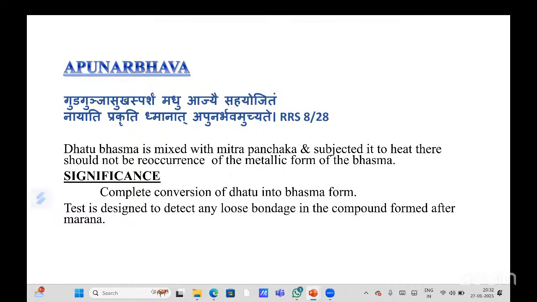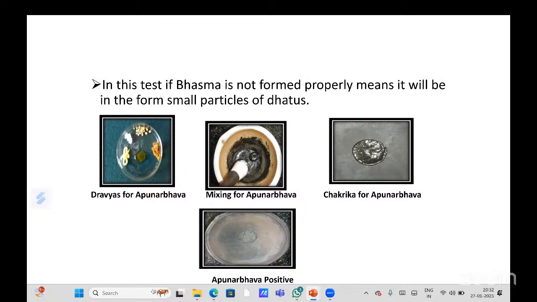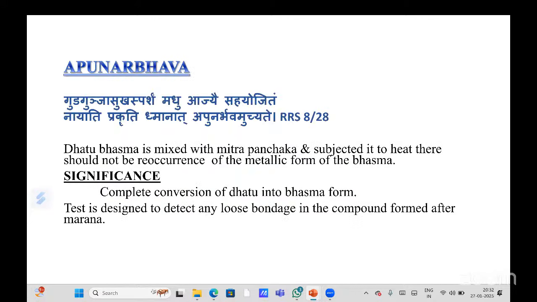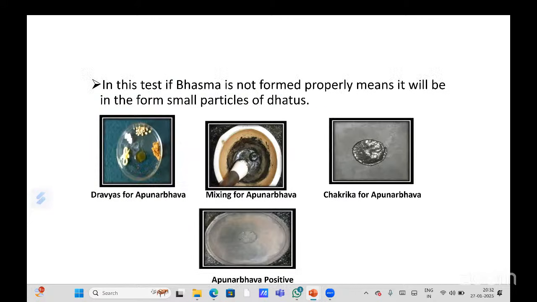Here dhatu basma is mixed with this mitra panchakas, that is guda, gunja, sukha, sparsha, that is gulu, madhu, ajah ghee, and heat is given. There should not be any reoccurrence of the metallic form. Okay, so this is the diagrammatic presentation of this apunarbhava pariksha.